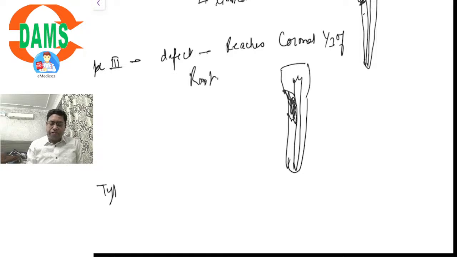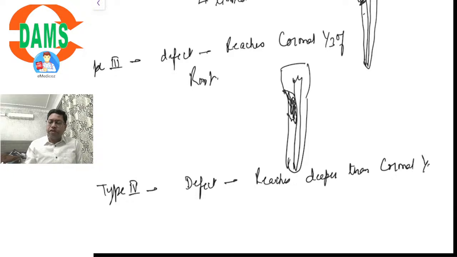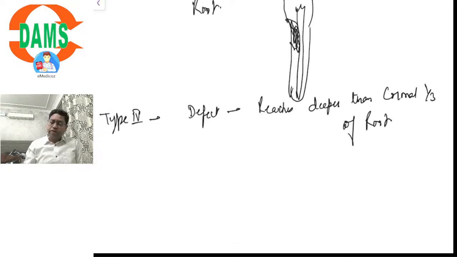And type 4 is one of the most severe forms. There's a defect that reaches deeper than coronal 1/3 of root. Okay, so if this is the tooth, the pulp organ of the tooth, then there would be an extensive defect of cervical resorption extending to the depth of the root.